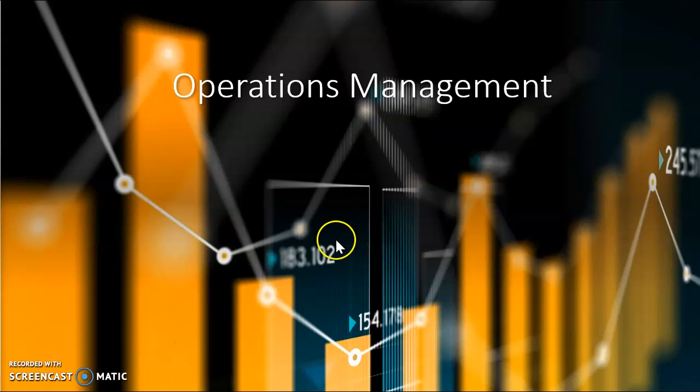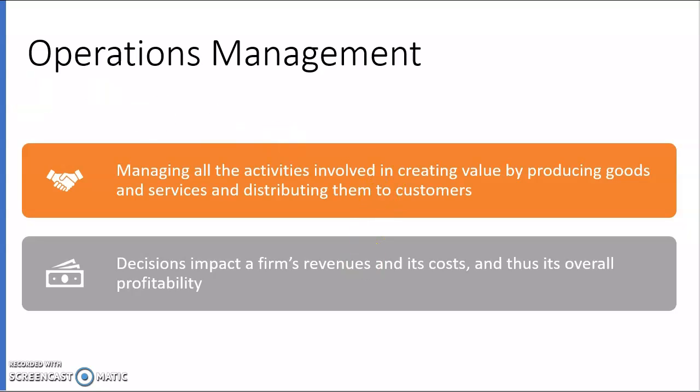In this mini lecture, we will be looking at operations management. Operations management is really managing all activities that help to create value by producing our goods and services and distributing them to customers. These decisions have a huge impact on a firm's revenue and costs and profitability. I like to think of operations management as controlling our processes and our production, and really focusing on that efficiency aspect that we talk about in management.